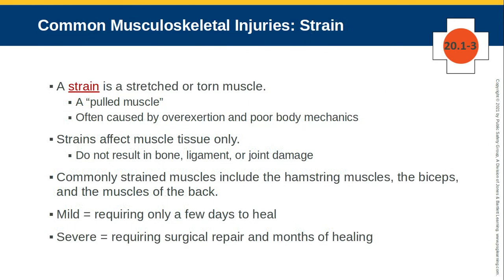Now, we want to contrast that. It sounds very similar, but it's different. A strain is a stretched or torn muscle. We call it a pulled muscle. Maybe that's poor body mechanics, and it's a mild strain because of improper lifting. You strain the muscles in your back. It may be a more major strain, such as if you've ever pulled a hamstring. It's quite painful, and it can take a long time to heal.